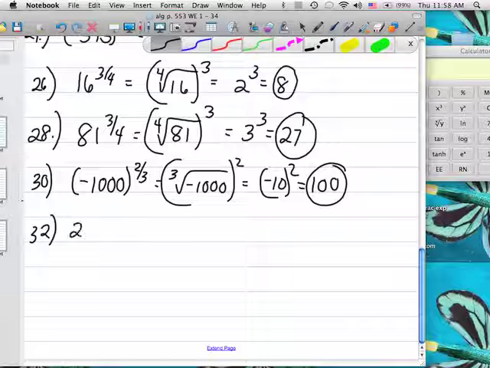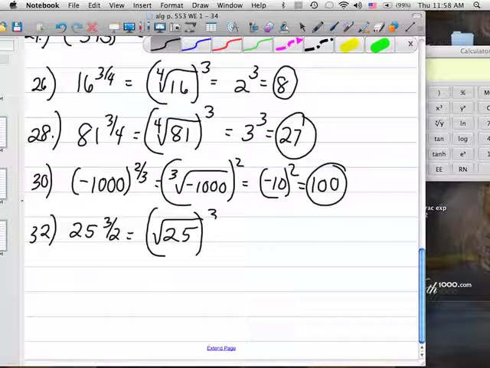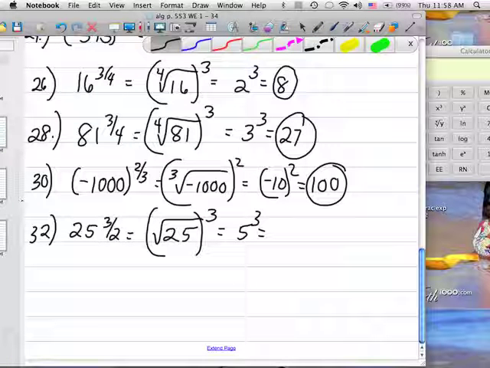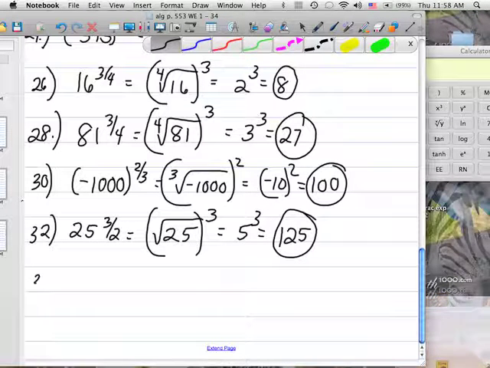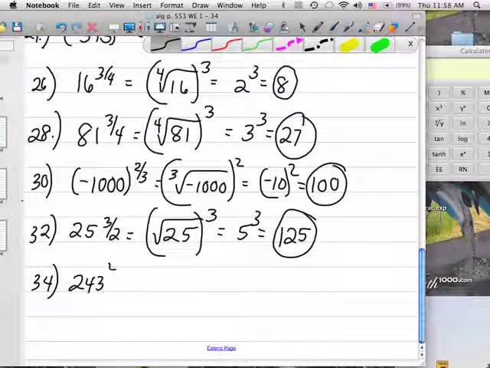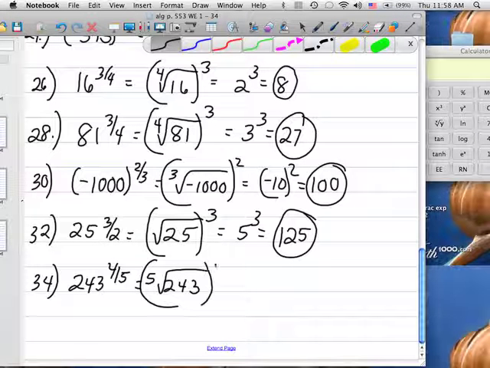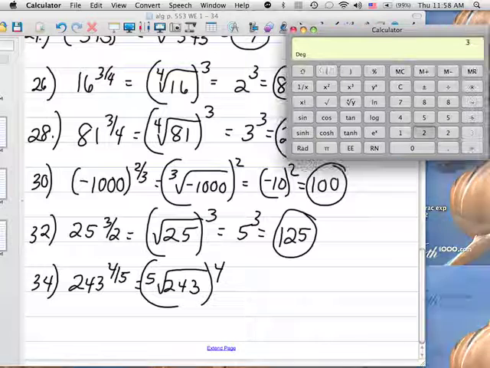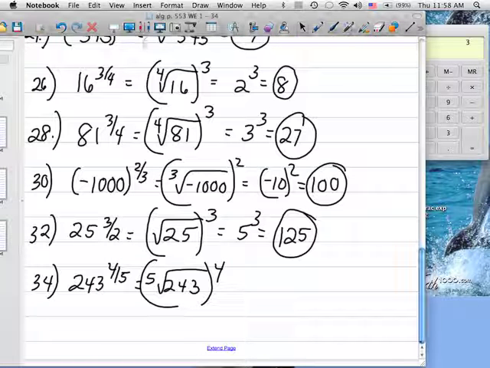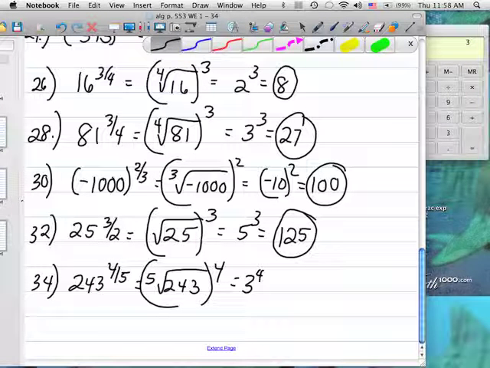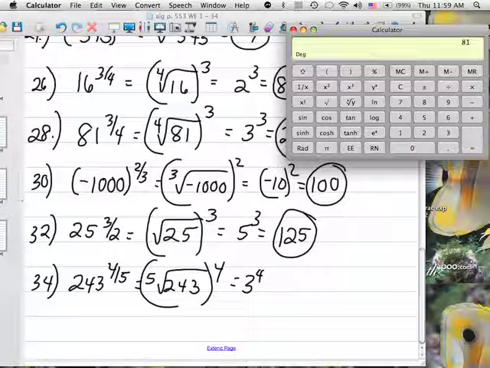And 32, 25 to the 3/2 power is the square root of 25 taken to the third power, which is 5 to the third power. And 5 to the third power is 125. You can use your calculator to verify that. 34, 243 to the 4/5 power. That's the 5th root of 243 taken to the 4th power. The 5th root of 243 would be 3. So that's 3 to the 4th power, which is 81.